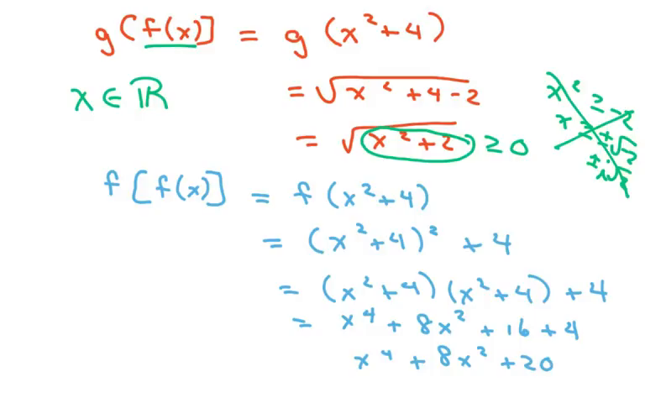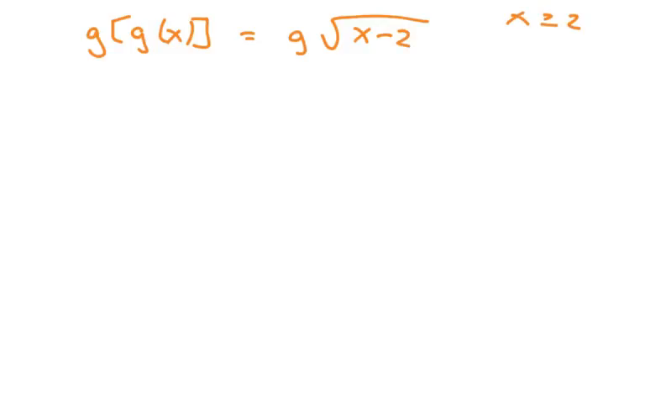Now clearly this one is all real numbers, and my inner function was all real numbers, so the domain is also any real number. And the last one is going to be g of g. Remember, let's see, so that's going to be g of the square root of x minus 2. Recall that the domain of this is x must be greater than or equal to 2. And then we input it in again. So that's going to be the square root of the square root of x minus 2, minus 2.